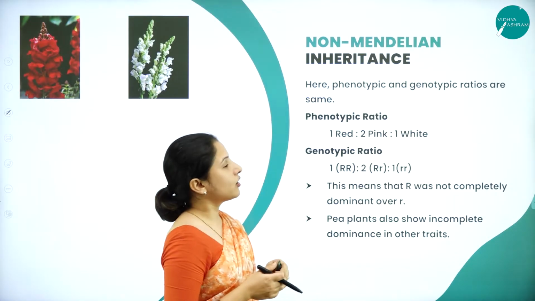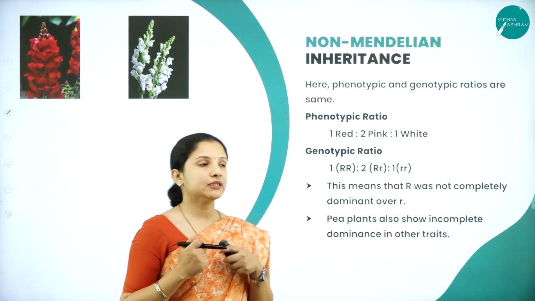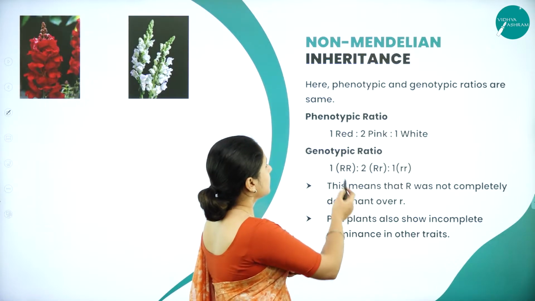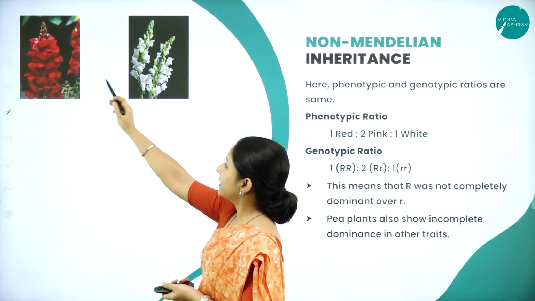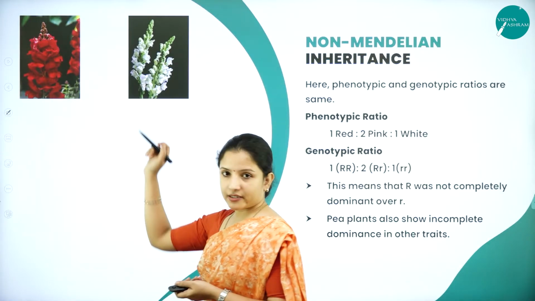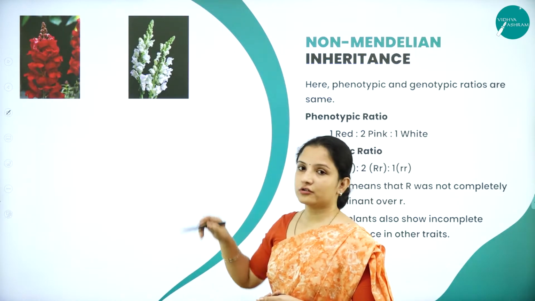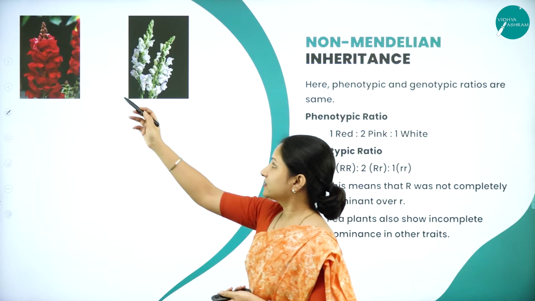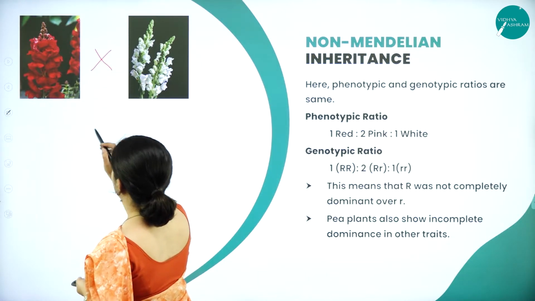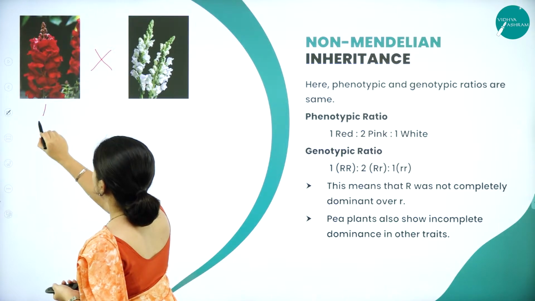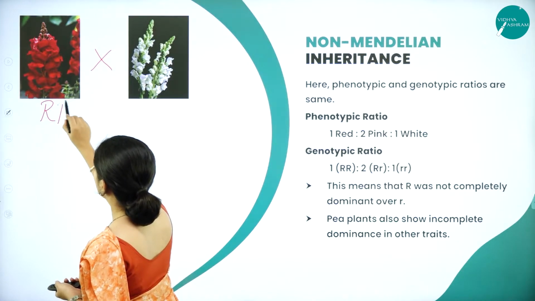To explain the non-Mendelian principle, there is a best example where we shall select the snapdragon plant, which is also an Anthurium species. It is a snapdragon plant. So a cross will be made between the snapdragon plants. So here we have R.